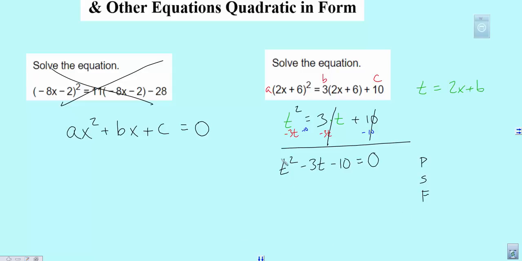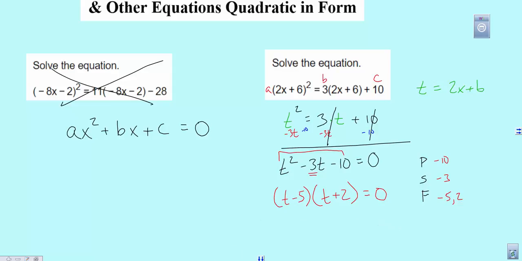So in this case here, we take our leading coefficient times our constant, so that would be positive 1 times negative 10. That means my product is negative 10. Remember, the sum comes from the middle. And now we're looking for the factors of 10 that when added together give me negative 3, and that would be negative 5 and positive 2. We come over here. This becomes t minus 5. Oops, excuse me. t minus 5 and t plus 2 is equal to 0.